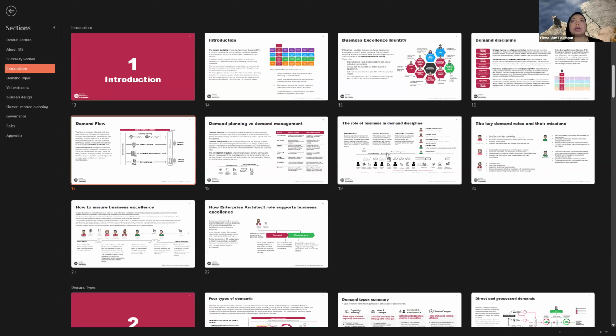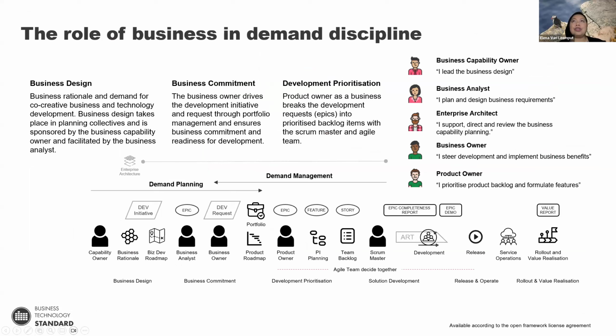Then if you look at this one, this is a very good illustration of what is the business role, how can business be involved in, for example, doing this demand discipline. What is their role in it? And here we have 5 different roles, and including the enterprise architect as well, who at this point is supporting and directing, guiding the capability planning. And if you look at this picture below, we essentially begin with the business capability owner, who is the one that's initiating all of this and has ownership of that particular capability.